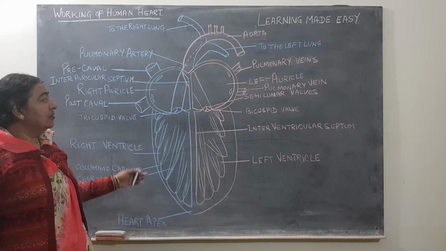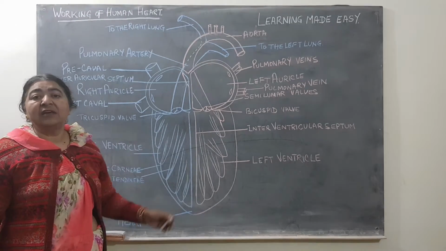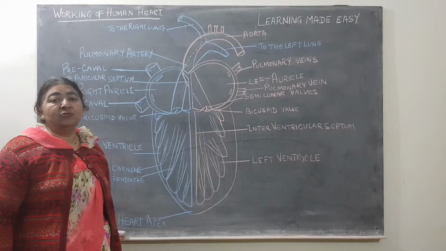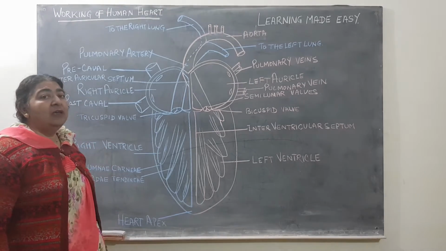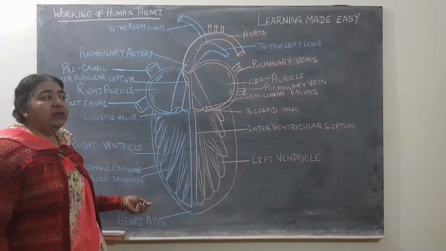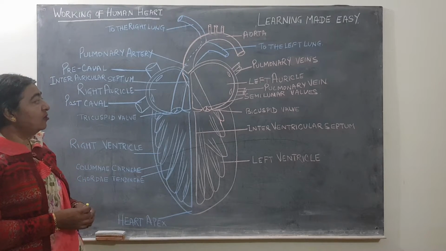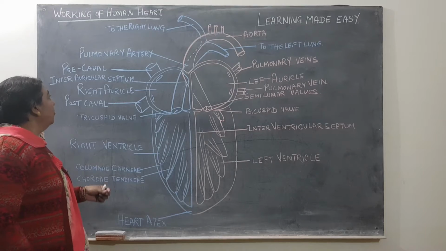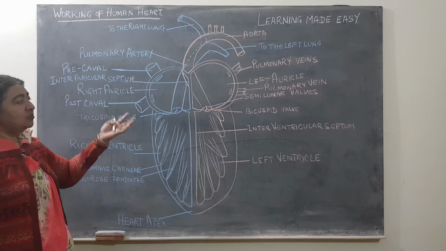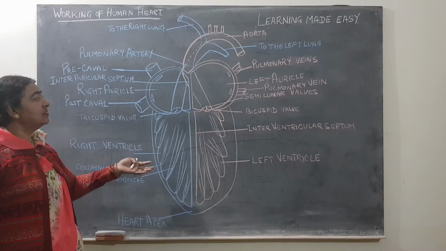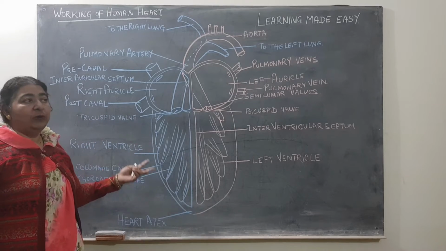The human heart has already been discussed in the previous episode, and in this episode we'll be learning about how it is working. To start with the working of the heart, we have 4 chambers of the heart, as already discussed: 2 auricles, 2 ventricles.